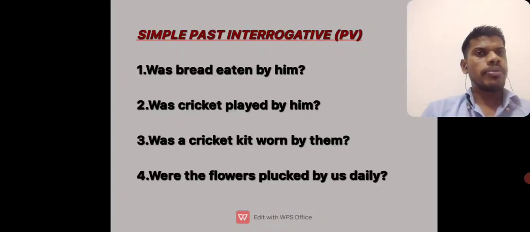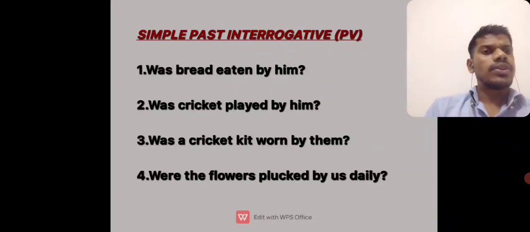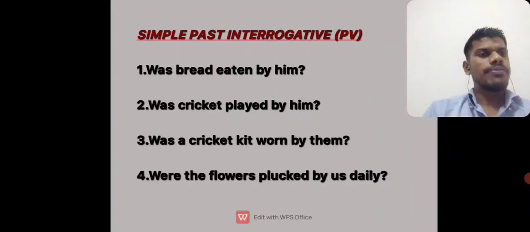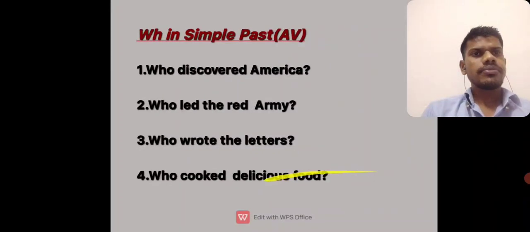Keep this structure in your mind for simple past interrogative passive voice: first we have to use be form past form, that is was or were, plus object plus V3 plus by plus object, subjective pronoun becomes objective pronoun. At the end we have to give a question mark. So this is the example for simple past interrogative.